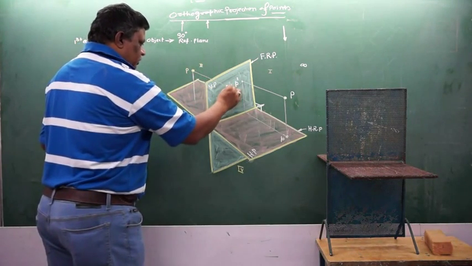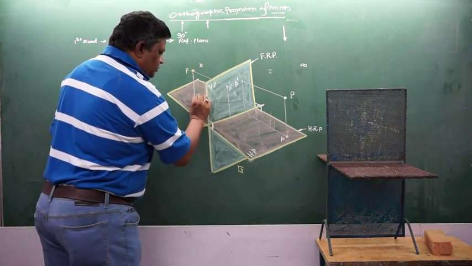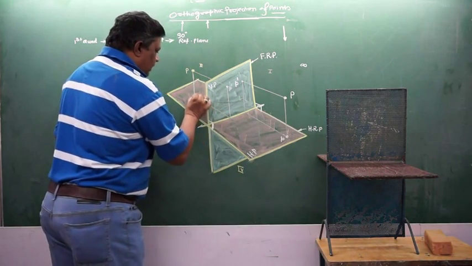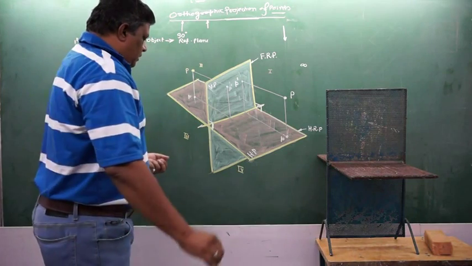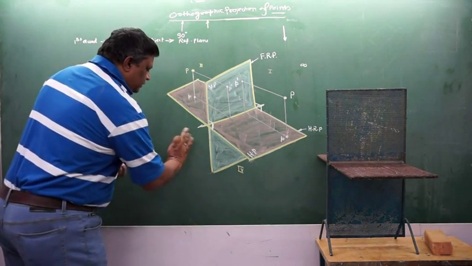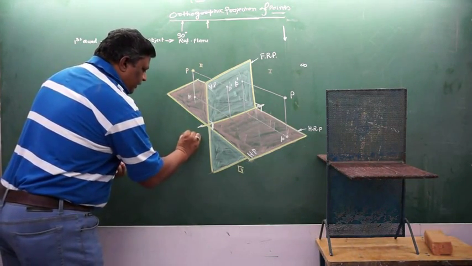Again, for the top view, we'll have it on the horizontal plane coming like this as P. Now the point moves into the third quadrant, that is out here. Say the point is here.